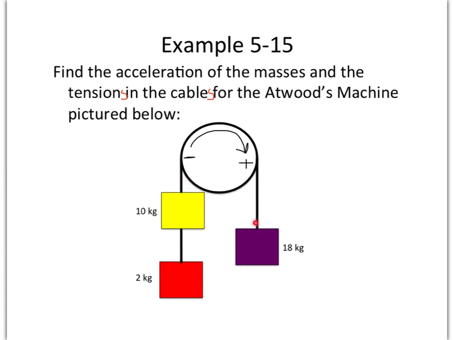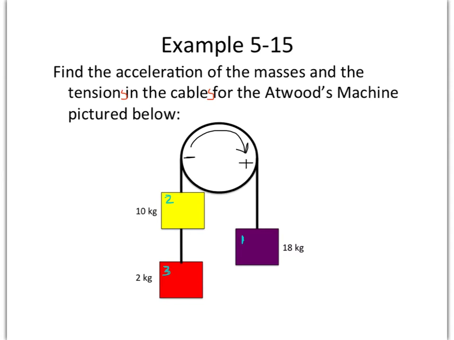I'm going to label these boxes before we go any further. Let's see if I can find a color that will stand out against all of them. How about light blue? All right, so I'm going to call this 1, call this 2, and call this one 3. Mass 1, mass 2, and mass 3. Let's find the acceleration of the whole system.